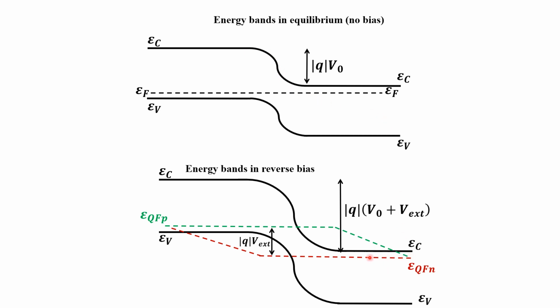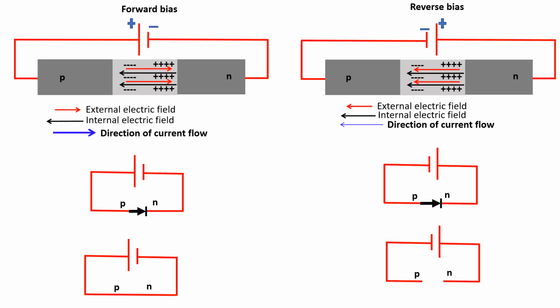The quasi-Fermi level for electrons is constant in the n side because the concentration is high, so it does not change significantly when you take it out of equilibrium. The same applies for holes in this side, and away from the depletion region, the concentrations go back to their values in equilibrium. So to sum up, we have two configurations, forward and reverse bias.